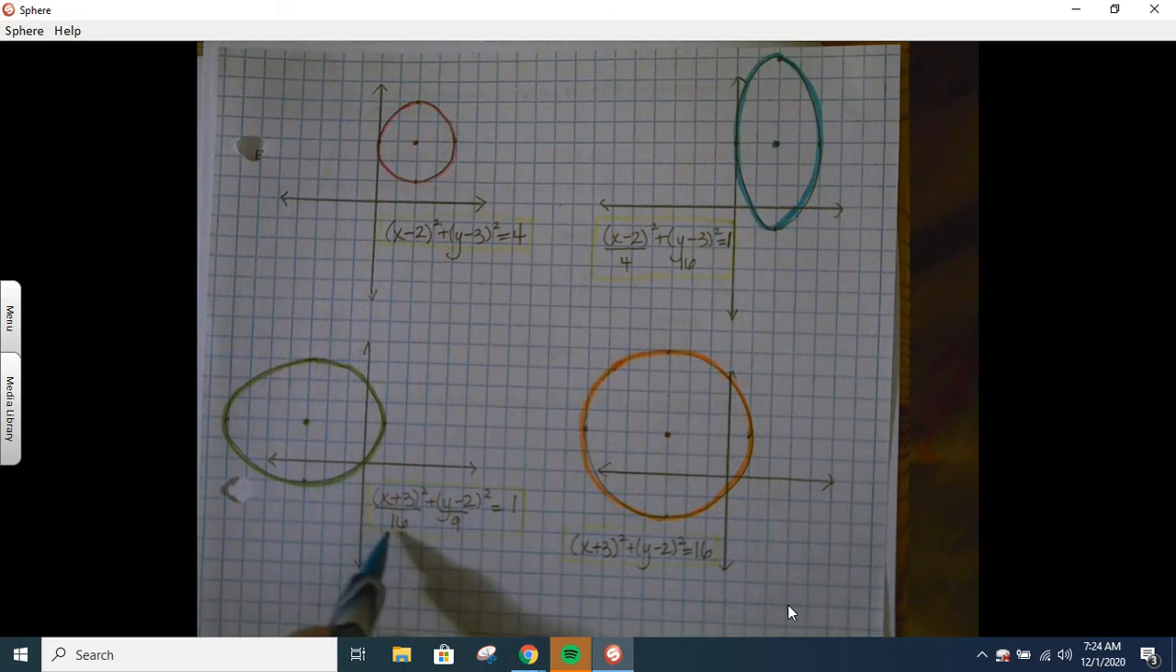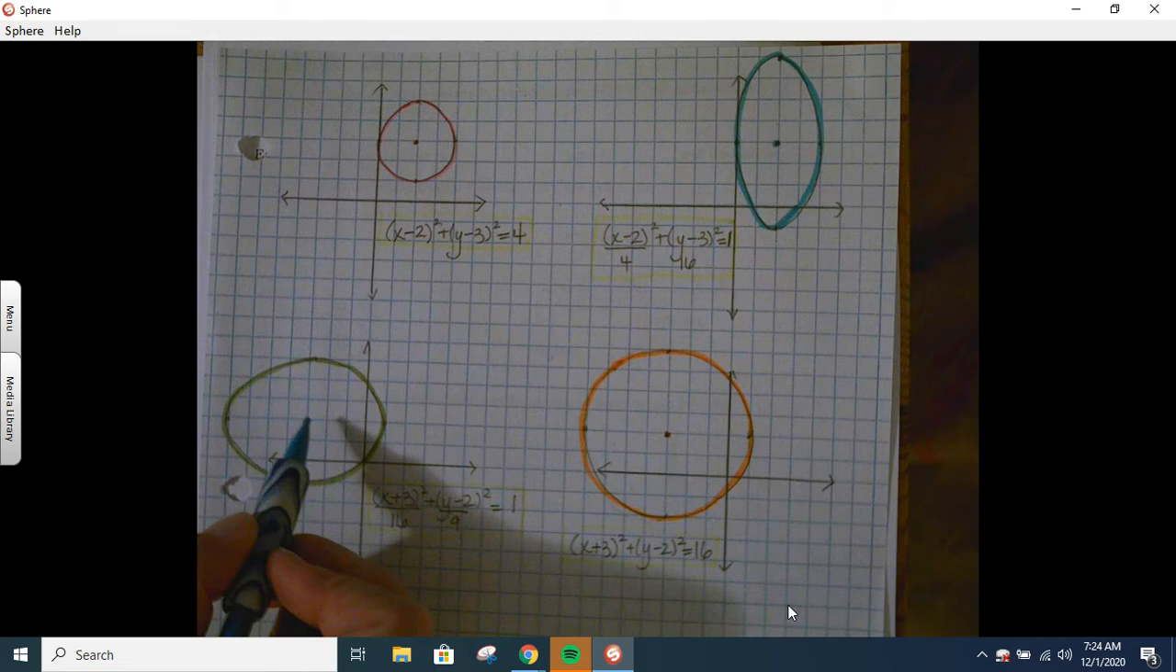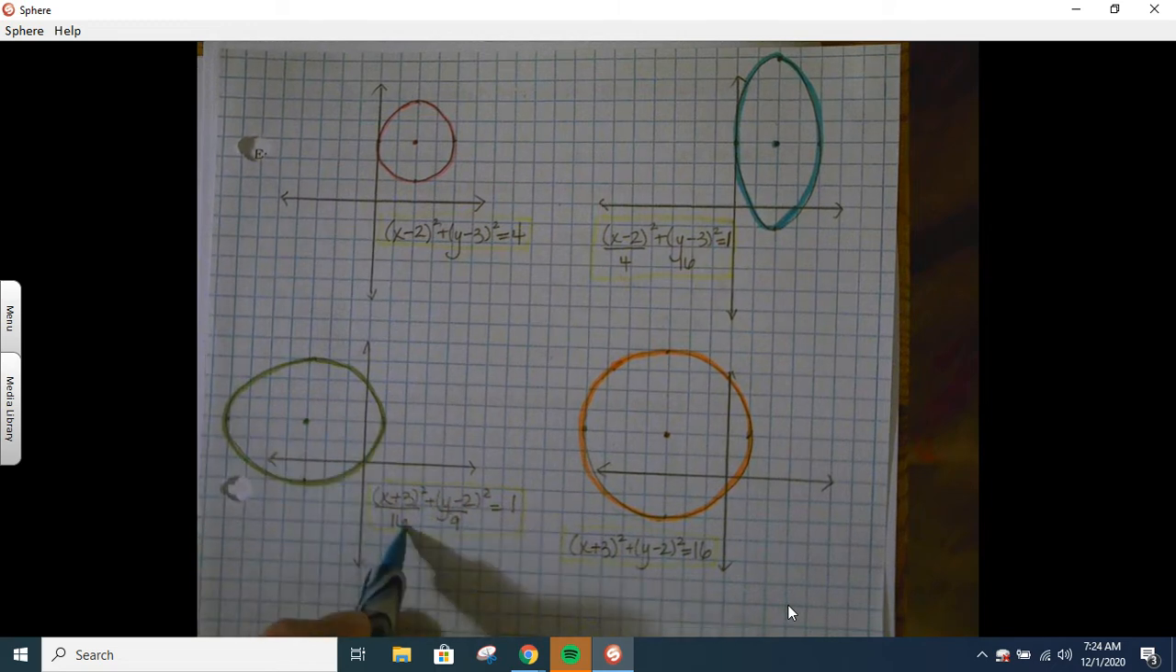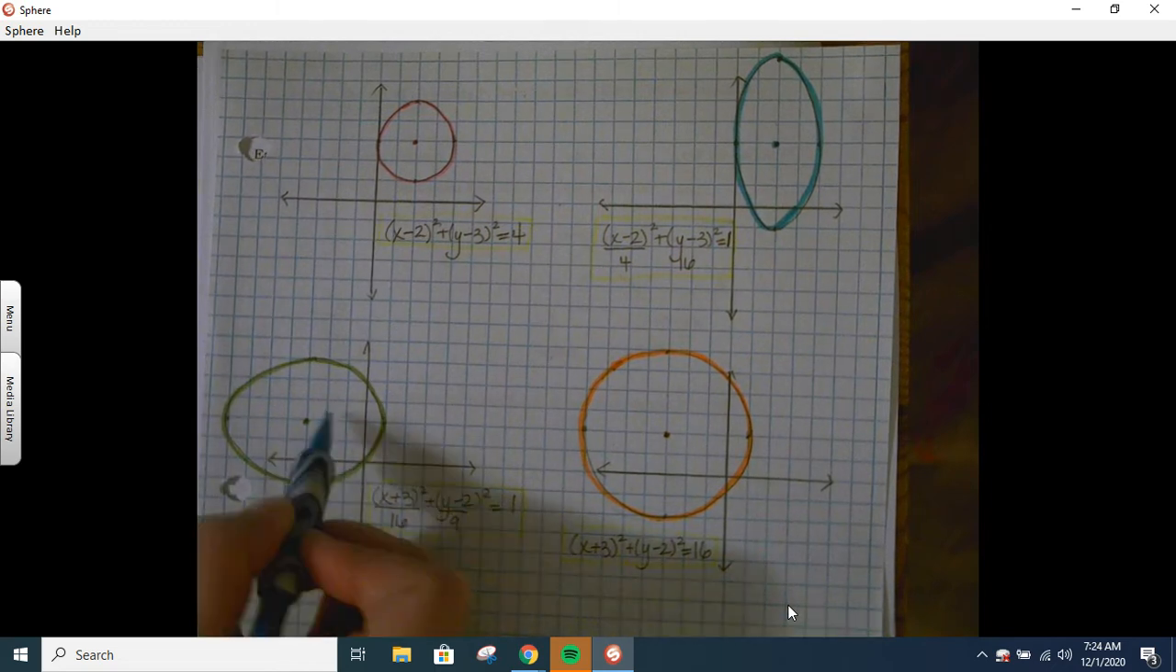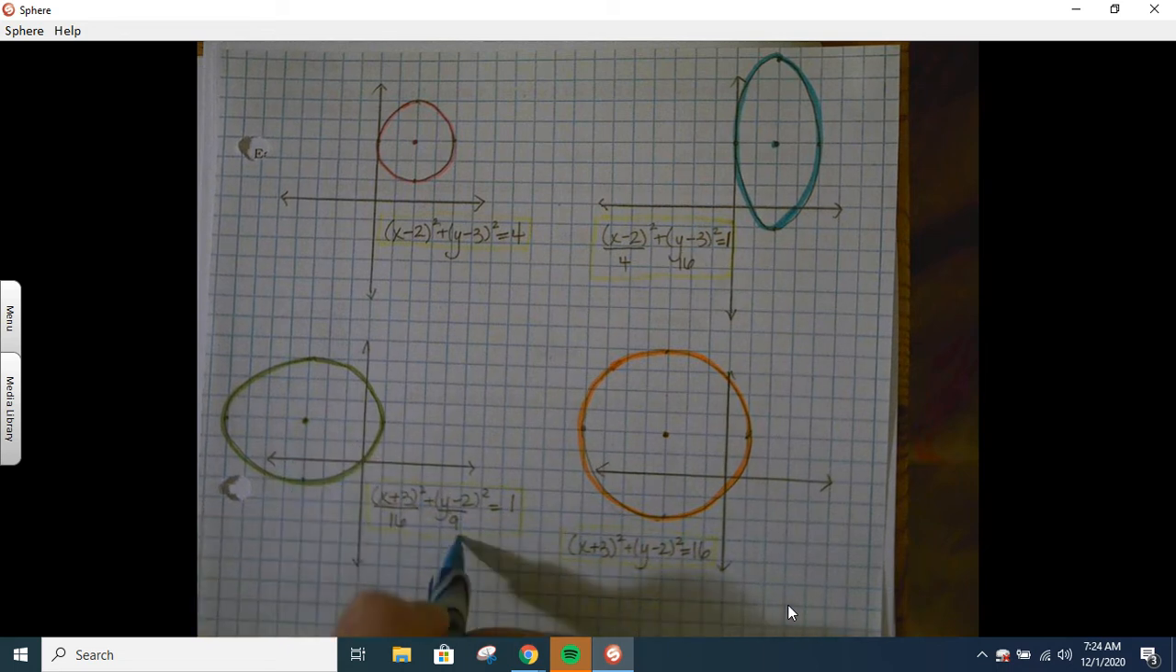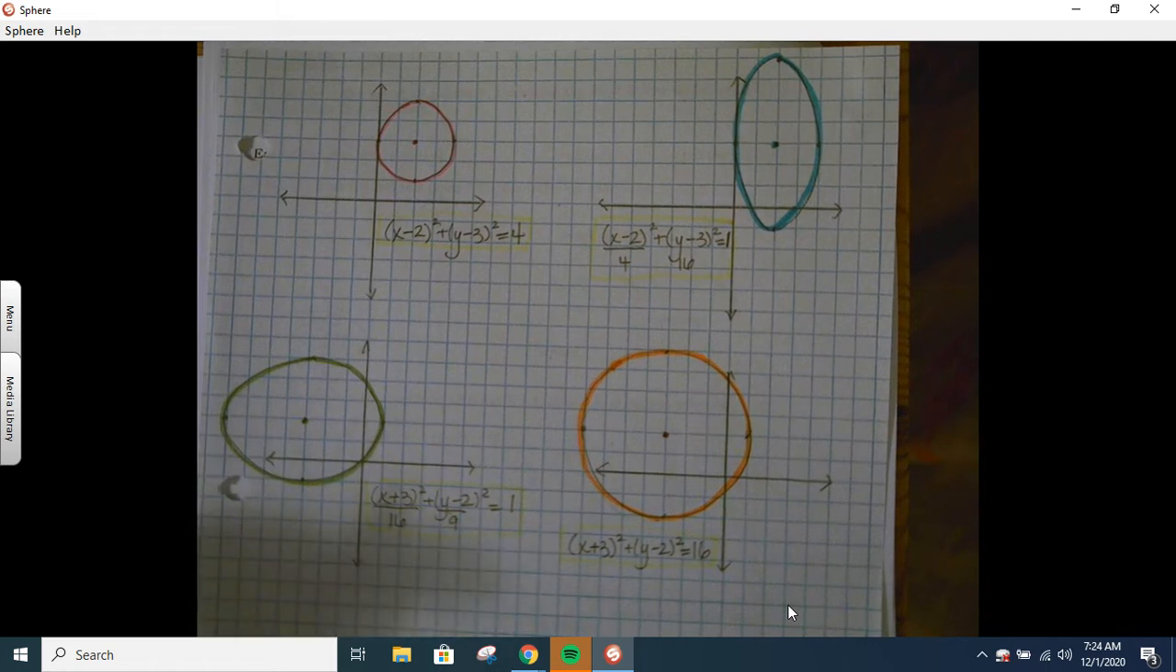In this one, same idea. From the center to the left and right, I'm going 4, which is the square root of 16. And from the center, I'm going up and down 3, which is the square root of 9. So it's very similar to a circle, but it's different because it's almost like I have two different radii.